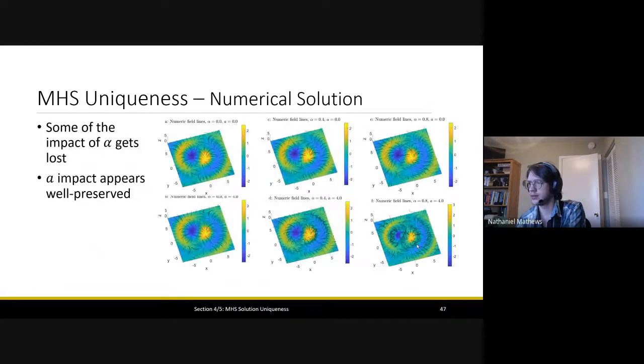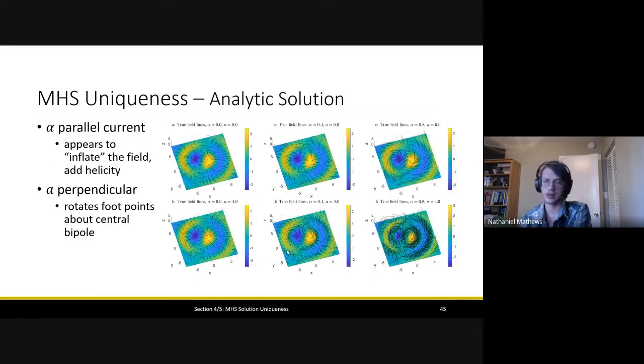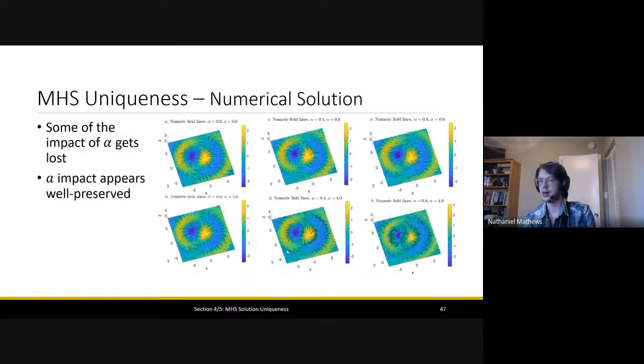So here are the numerical solutions from the MHS model that I just talked about. And we can see that it didn't really capture the effective alpha at all. But the effective A is largely well preserved. Look at this bottom middle picture where both of the parameters are non-zero, but A is bigger than alpha. And it looks very similar to this one. A lot of the structure of that flux rope is preserved between them. So it's definitely doing something, but it's not capturing the electric current that's parallel to the magnetic field pretty much at all.